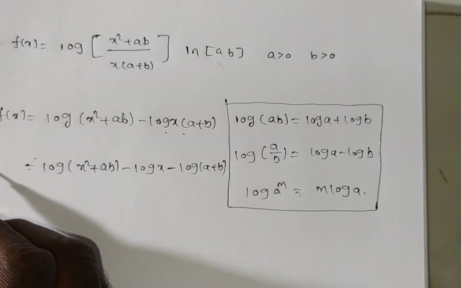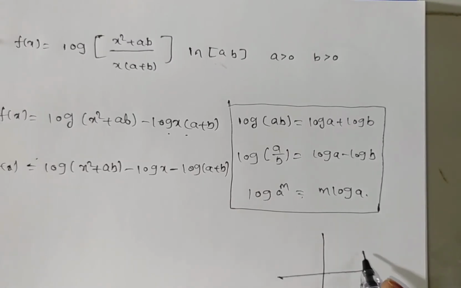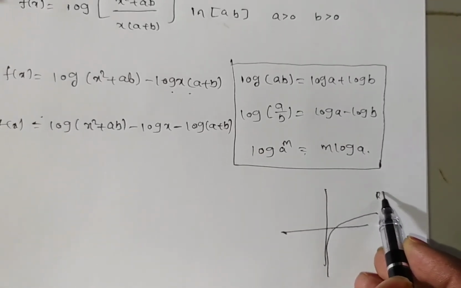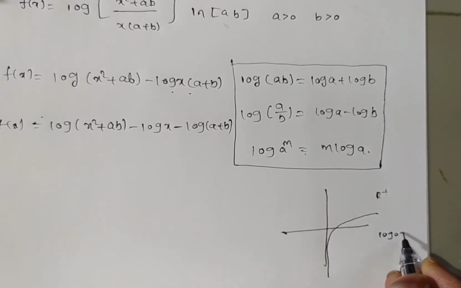Now you observe, you know that the logarithmic function is continuous on R plus. This is the log graph, you see. Here you have to observe the domain is R plus, not for negative. For negative values log is not defined. That you have to remember. Log 0 is minus infinite. Log 1 is 0. Log 0 is minus infinite. That you have to remember.